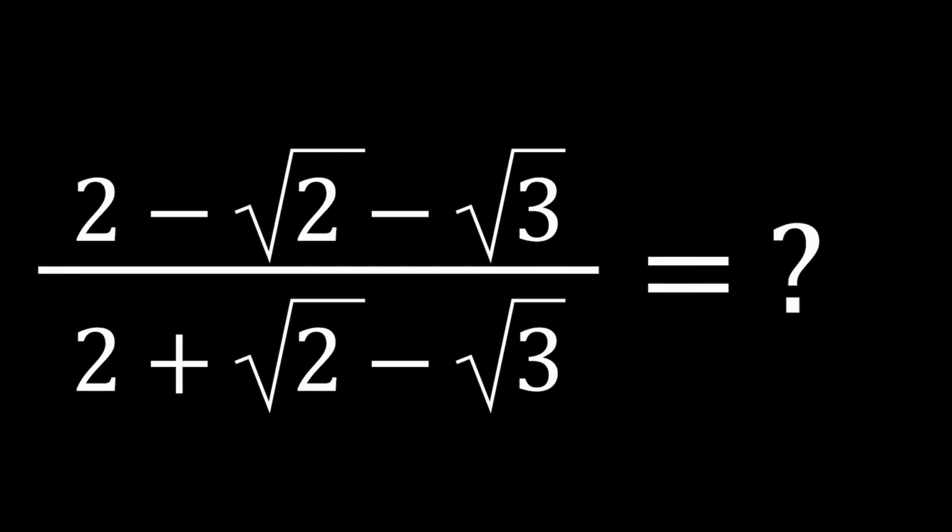What is the square root of 2? 1.4 something. Square root of 3 is 1.7 something, but we're not estimating here. We're not doing numerical calculations. We're actually going to do this the algebraic way. Okay? Now, how do you simplify a problem like this?